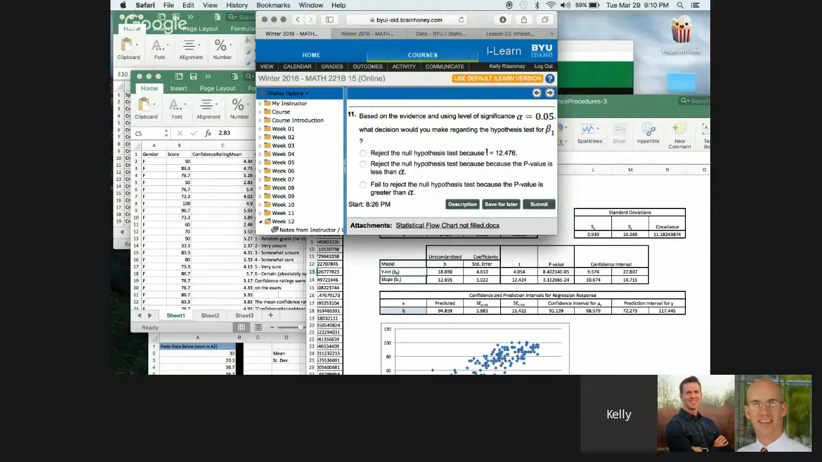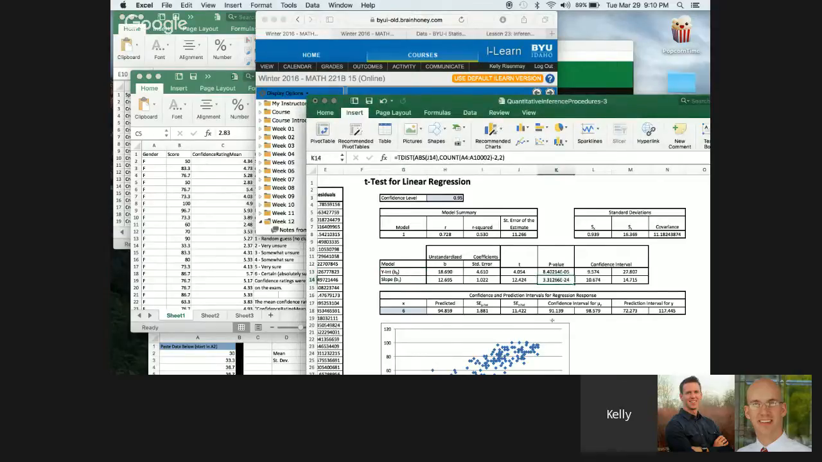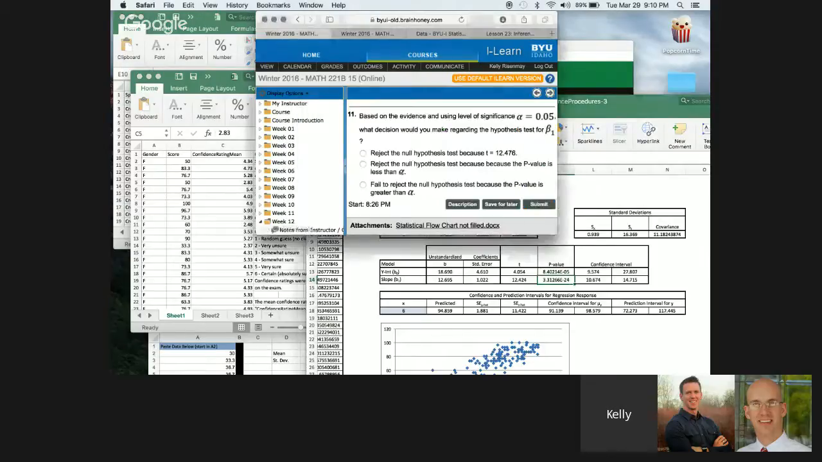All right, do you want to read number 11, Kelly? Yeah, based on the evidence using significance level of 5%, what decision would you make regarding the hypothesis test for B1? So the p-value, I'm getting the huge number, 3.3. Oh, but that's e to the negative 24th. Smaller than 0.05, so we reject it. B. Yeah. Alright, reject, B. Is that right? Yeah, it's B.